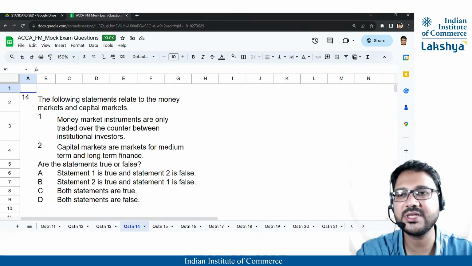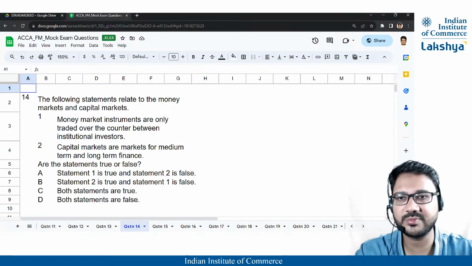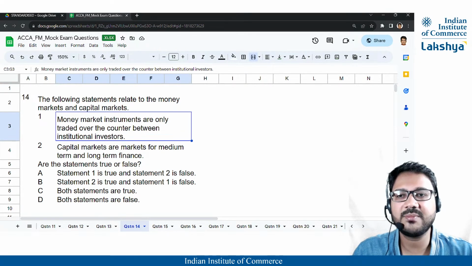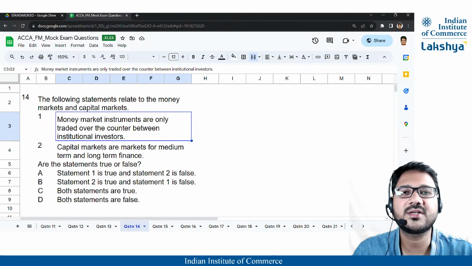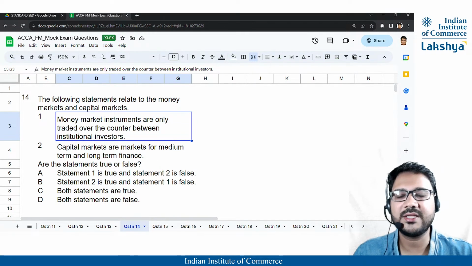Next question, question 14. The following statement relates to the money markets and capital market. Okay, so money market instruments are only traded over the counter between institutional investors. So money market instruments are correct. They are OTCs, and as a retailer, we do not participate in the money market. It's usually interbank. And there are no standardized contracts to it. It can be custom. So this statement is true.